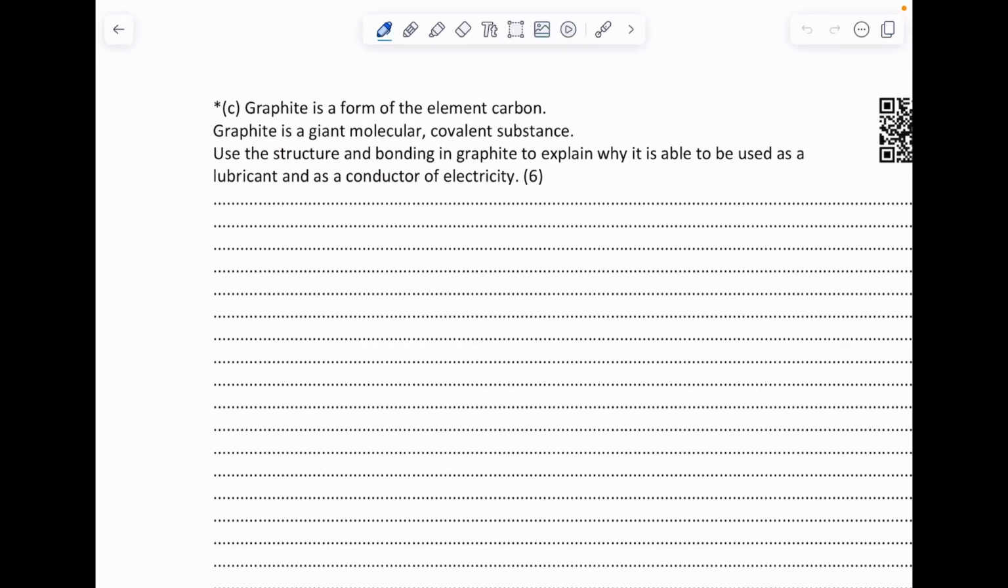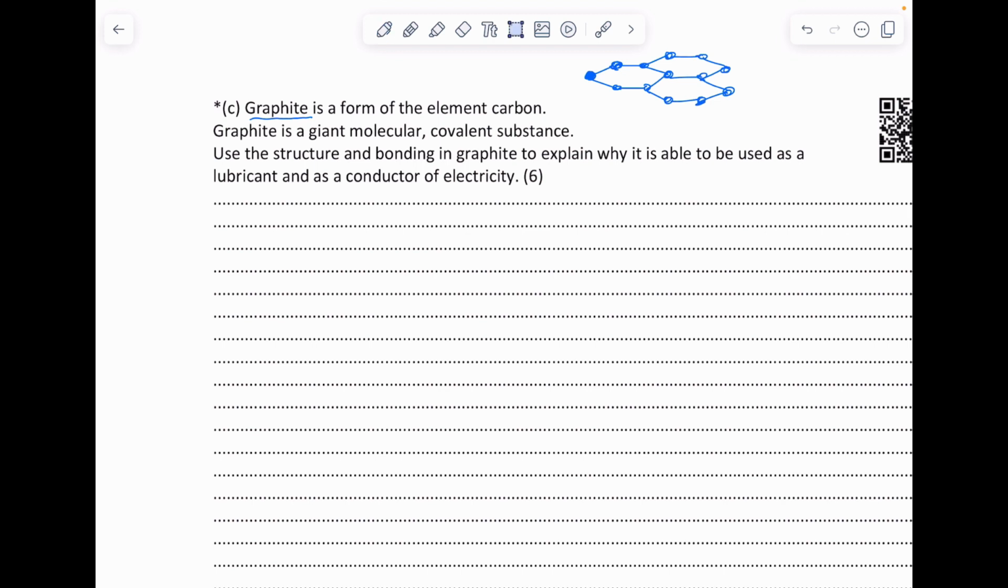Okay, to get you started with this question, I'm going to use some pointers. So here we're told this structure is going to be graphite. Now just to remind you, graphite is carbon atoms coming together in this structure. Okay, so that should help gather your thoughts.